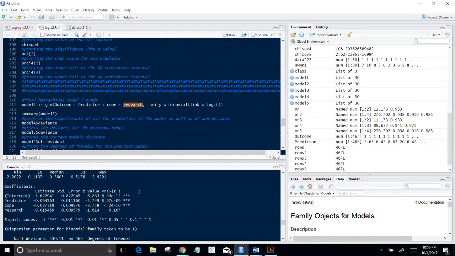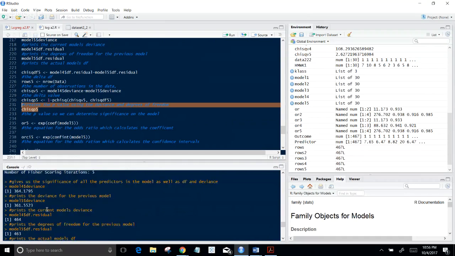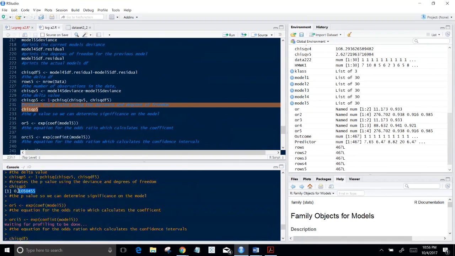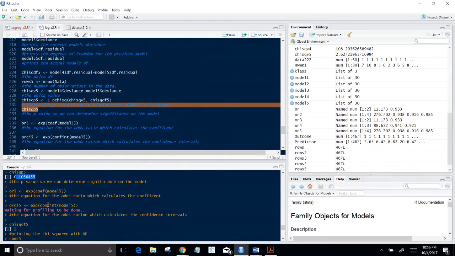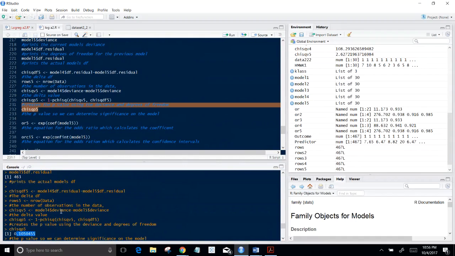For this one, similar to Model 4, we looked at the degrees of freedom residual of the previous model versus Model 5. So the model that didn't have research and the model that does. We did the same thing for deviance to find the value of the chi-squared, or the delta chi-squared, and the p-value, so to see if the overall model is significant. And it was not significant. So the overall model was not significant. That's what we have here.